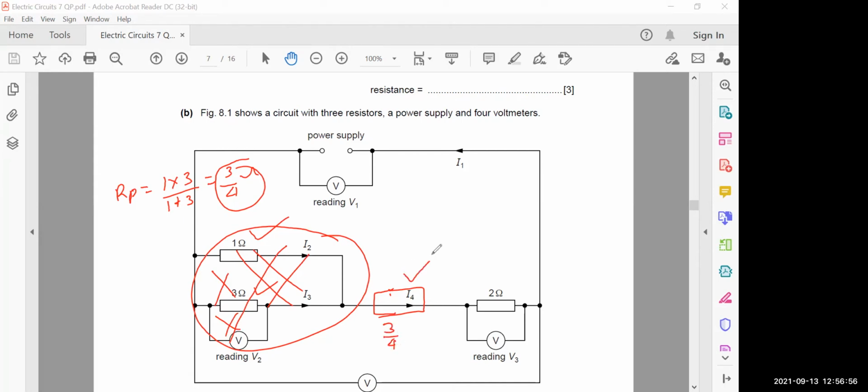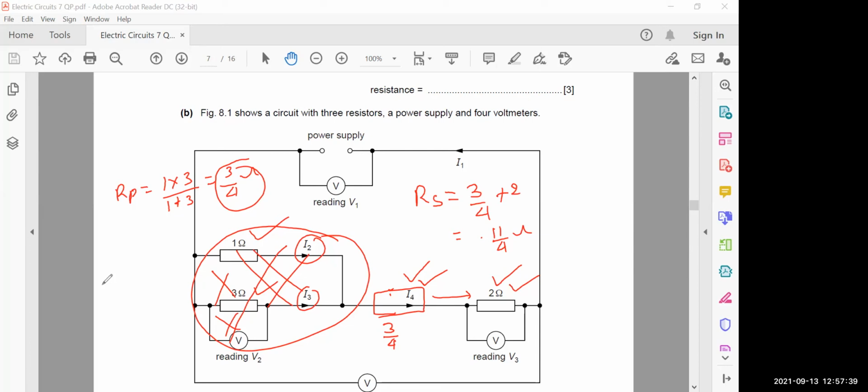So this resistance 3 by 4 and the 2 ohm resistance are now in series combination. The current coming from I2 and I3 becomes I4, and the same current passes through the 2 ohm resistor. Now they are in series, and I know the equation for series. This will be 3 by 4 plus 2. If you do the calculation, you get 11 by 4. Yes, 11 by 4 is the overall resistance of this entire circuit diagram, children.